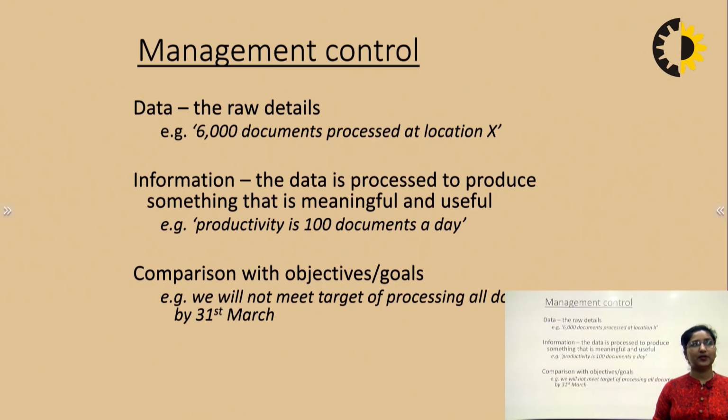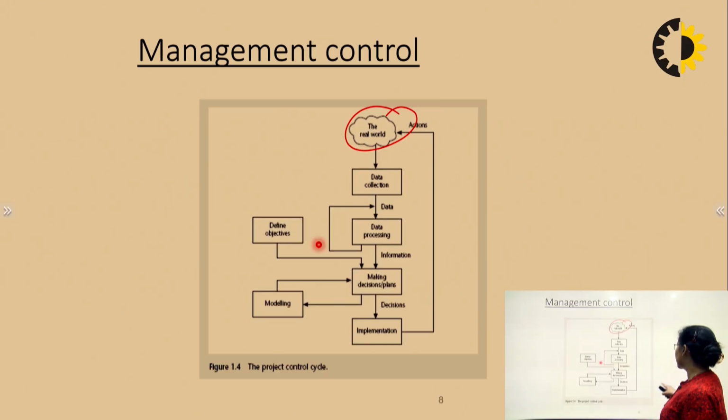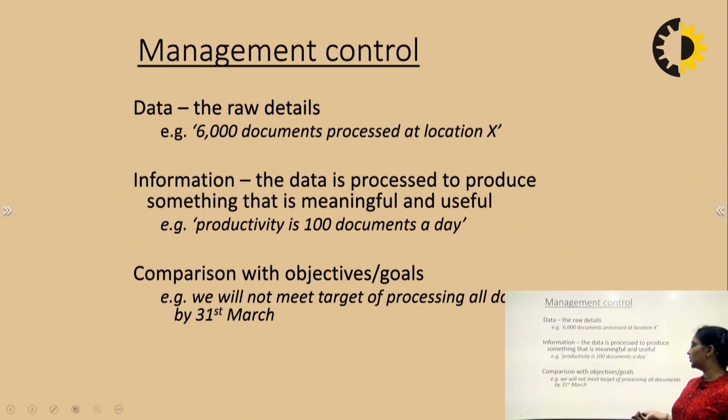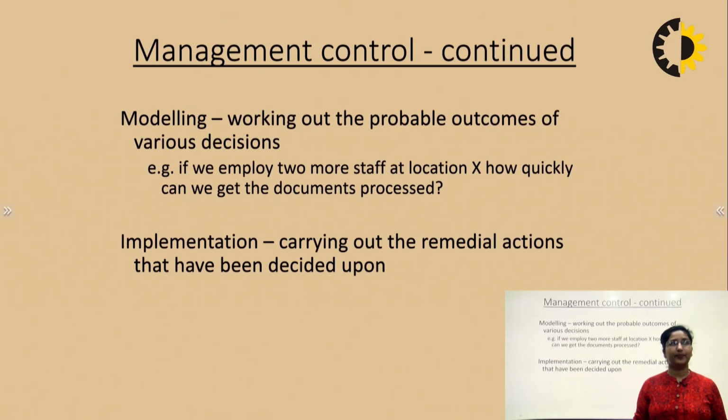For management control, what is data? It is the raw detail, like 6,000 documents which were processed at, suppose, location X. Information is the data which is processed to produce something meaningful and useful, like productivity is 100 documents per day. Now, what is the comparison between objectives or the goals? Like, we will not meet the target of processing all the documents in a particular amount of time.